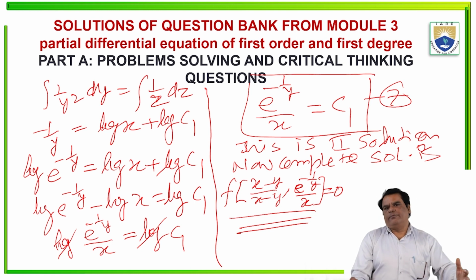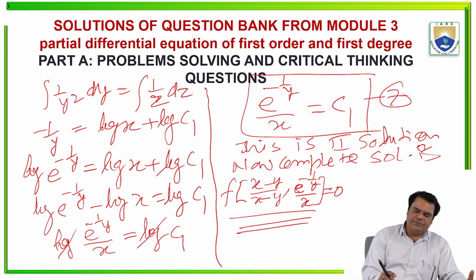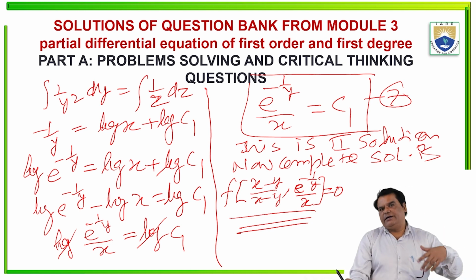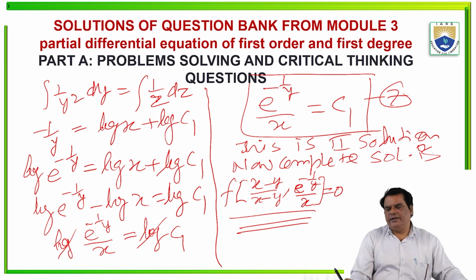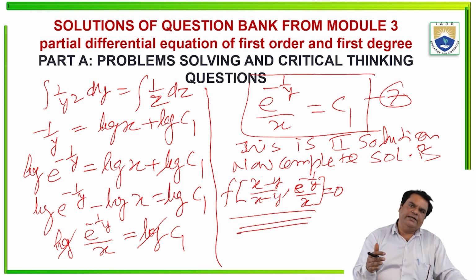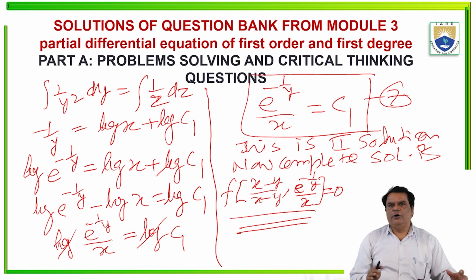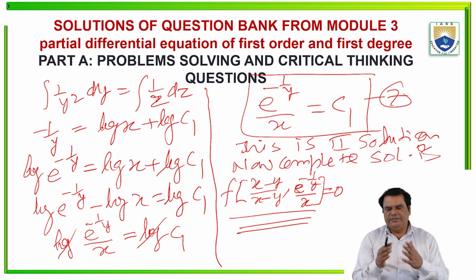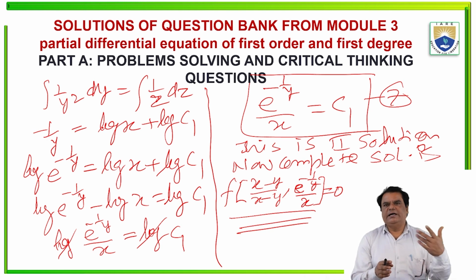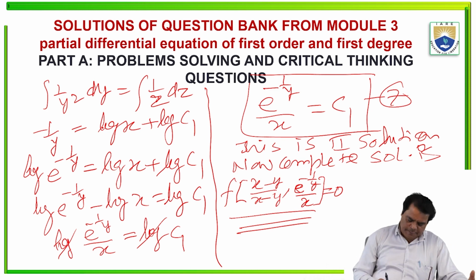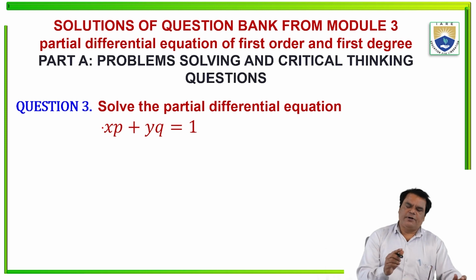We can again form this differential equation with the help of this function. We are applying the reverse procedure. We have discussed in the first question how we can form a partial differential equation with the help of a given function. After eliminating the function, we can find a partial differential equation. So the next problem is a very easy problem.